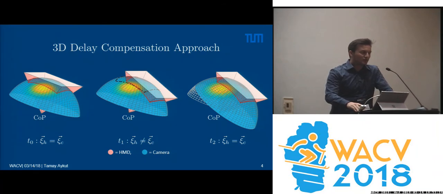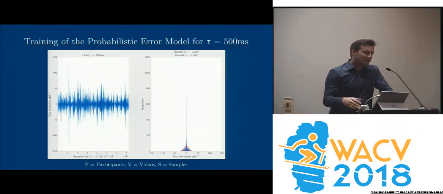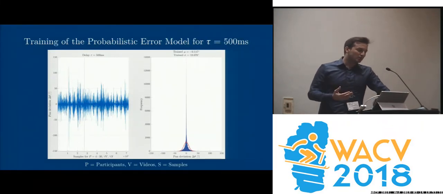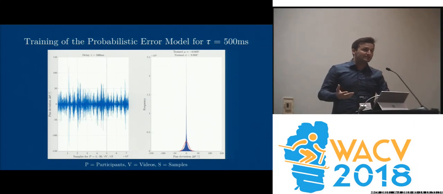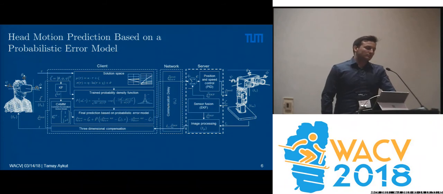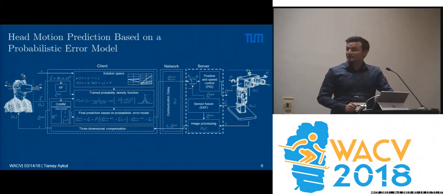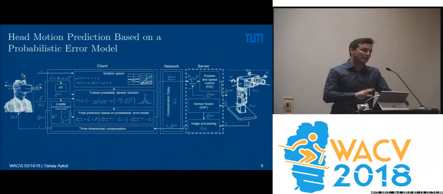To further improve the delay compensation, we propose a probabilistic head motion prediction. It's actually a modification: we trained a probabilistic error model, which can be applied to any desired forecasting method. What it does is weight the predicted value with its probability to be at that orientation. And here you can see the higher-level control scheme of our system. On the left side, we have the user again, the network in between, and the server for the 3D vision system. What I want to point out is that we do this compensation and prediction approach on the client side.